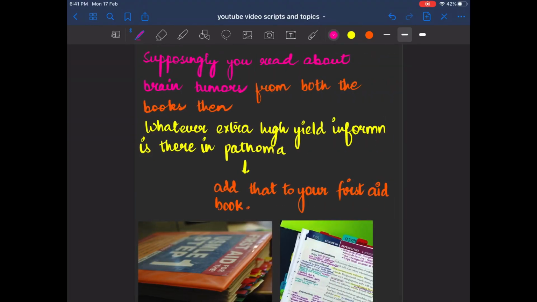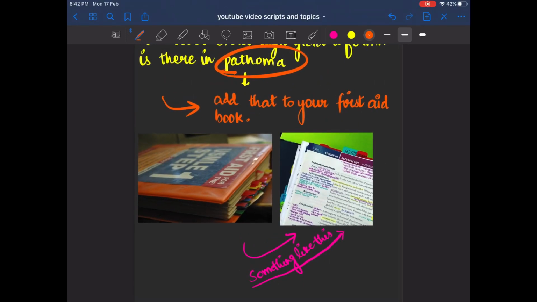Next, supposing you read about the brain tumor part from both Pathoma and First Aid, whatever extra high yield points are given in Pathoma, you're going to add those points in your First Aid. Once you add those points, this First Aid will be called annotated First Aid. You might be familiar with this term, annotated First Aid, in many of the Facebook groups, where people mention that they need the annotated First Aid, or ask how to annotate the First Aid. I've made a different video for that too, but this is the book I'm showing you, how it will look once you annotate it.